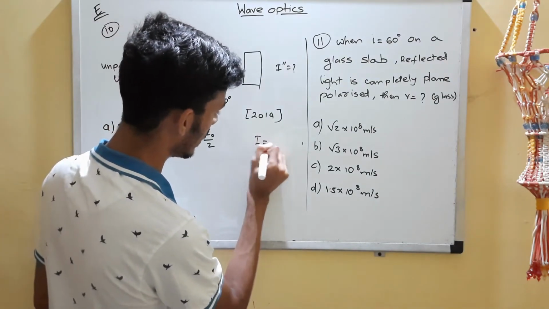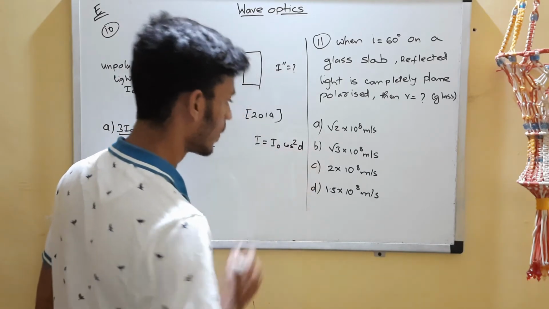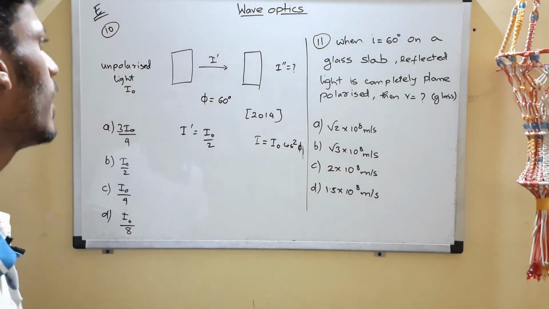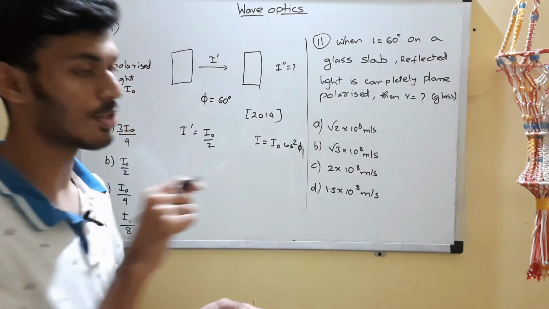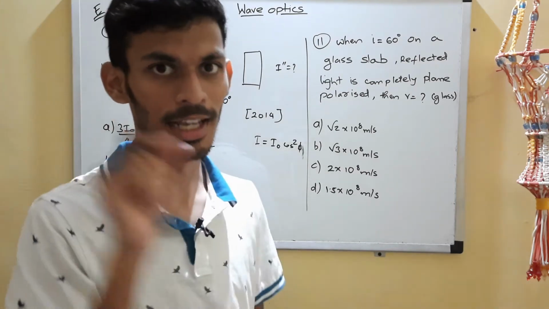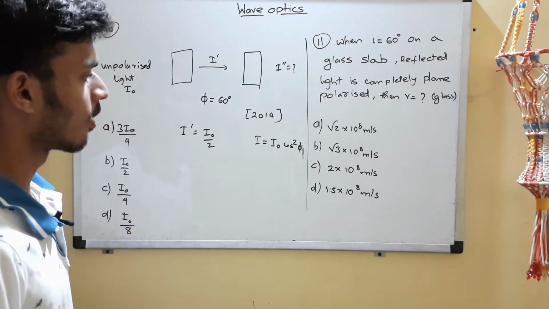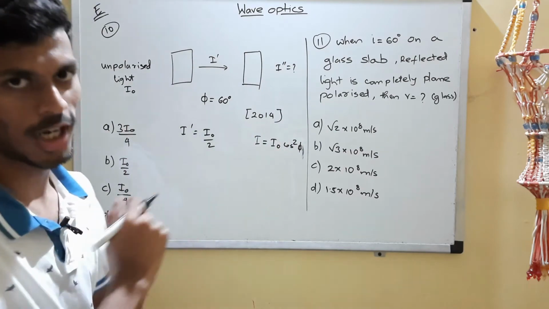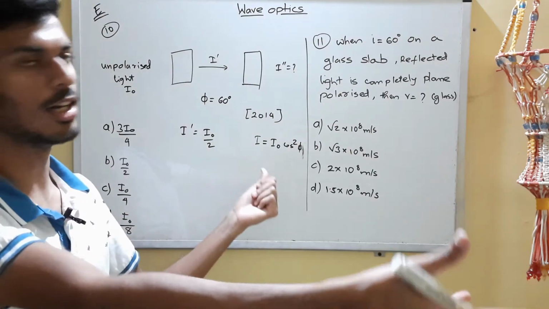Malus law basically is I equals I naught cos square phi. So I naught is basically the intensity which is going into that particular polaroid. Here it's polaroid number 2. Phi is of course the angle between the polaroids, between the pass axes of the two polaroids. I is the intensity on the other side.